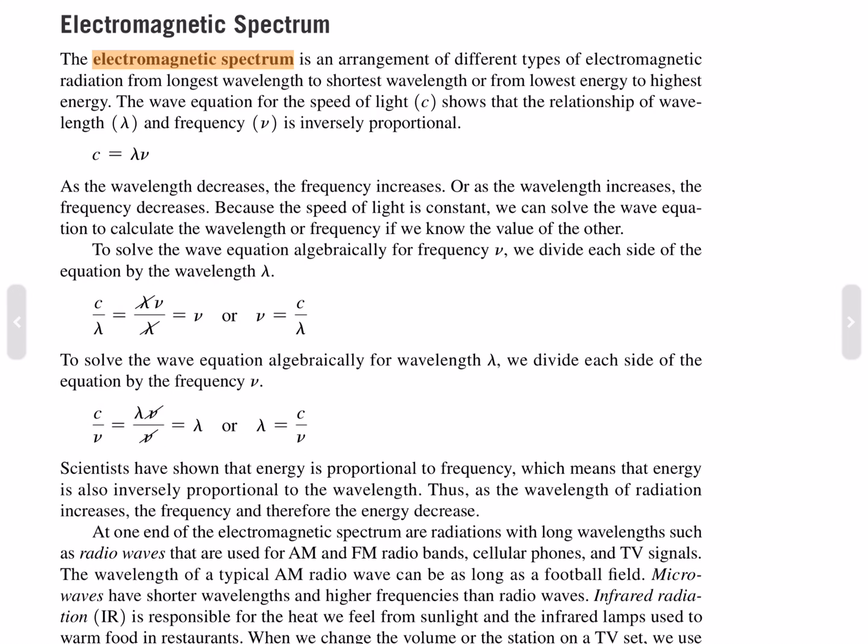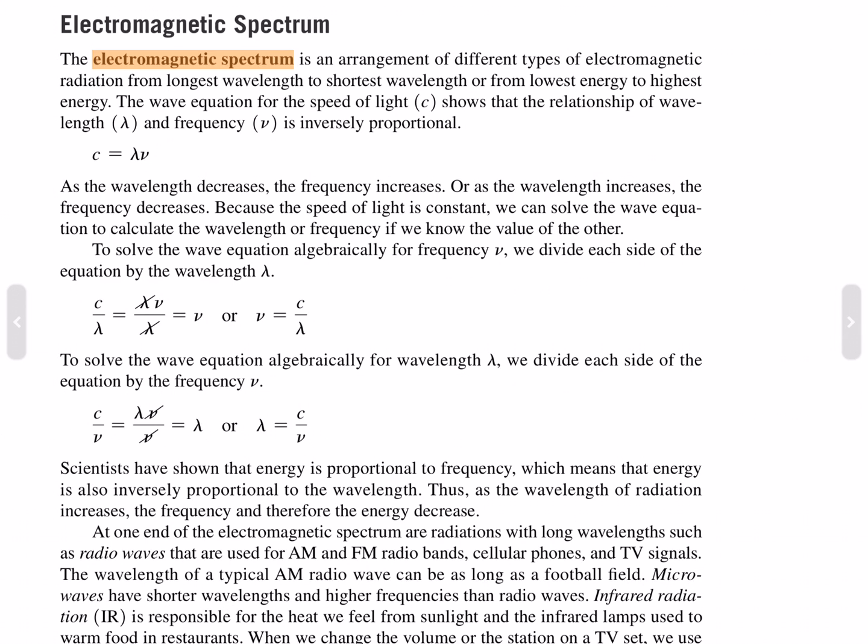Because the speed of light is constant, we can solve the wave equation to calculate the wavelength or frequency if we know the value of the other. To solve the equation algebraically for frequency nu, we divide each side of the equation by the wavelength lambda, and we end up with nu equals the speed of light divided by the wavelength. To solve for the wavelength, we divide each side of the equation by the frequency nu and get lambda equals the speed of light divided by nu.